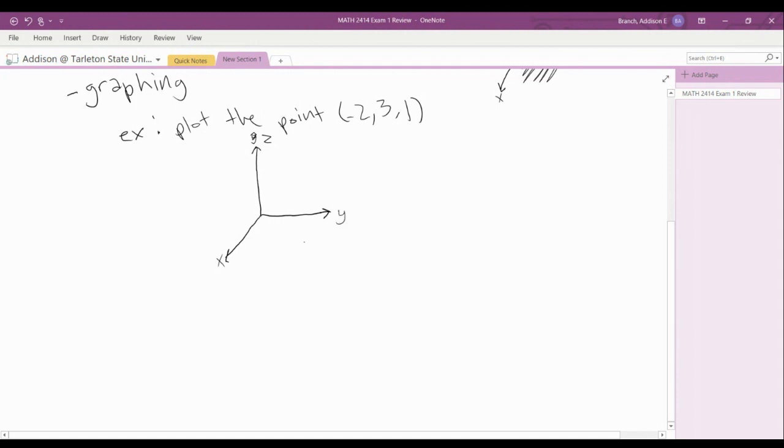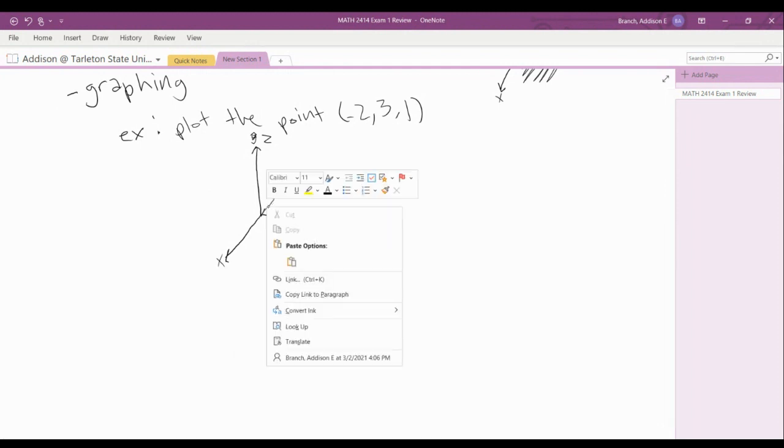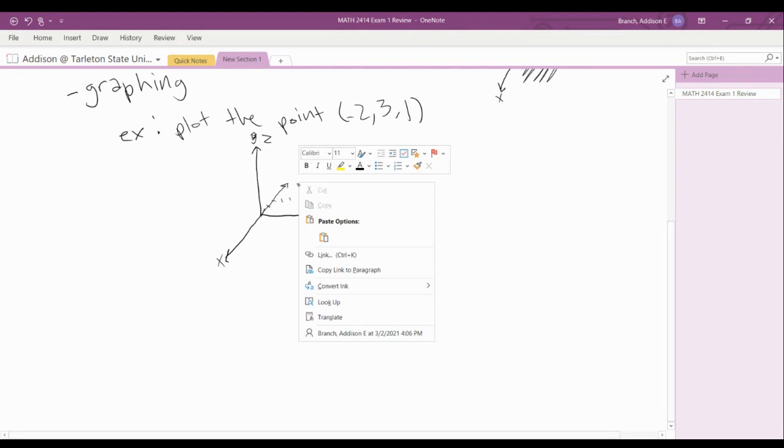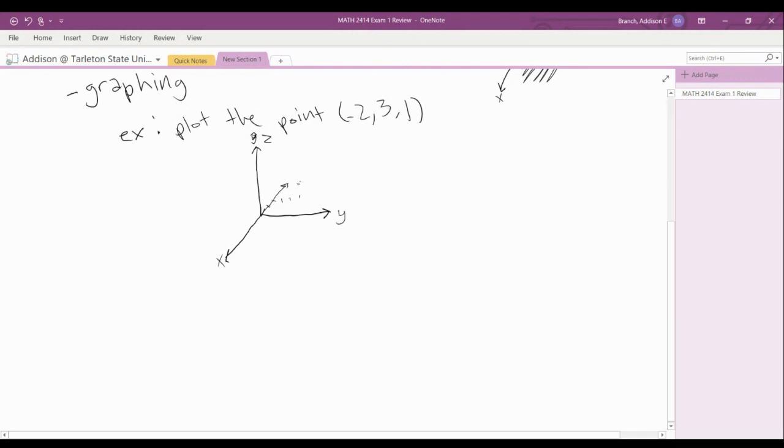Since we have a negative x, let's draw that negative x-axis in there. We're going to move 2 units, 1, 2, along in your x direction, 3 units along your y, so we go 1, 2, 3, and then just go 1 up. So that point right here would be your final point.